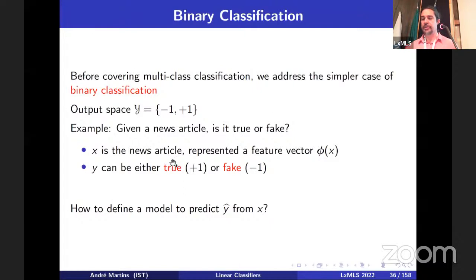So again, we are going to do the same thing. We take our input and we represent it with a feature vector, phi of x, and then we want to predict y hat from x. And the question is, how can we define a model to do that?